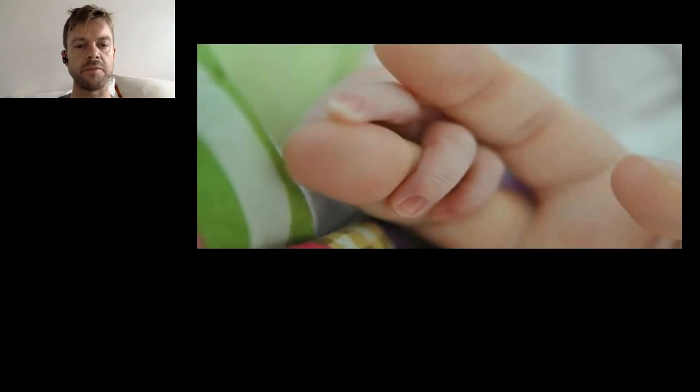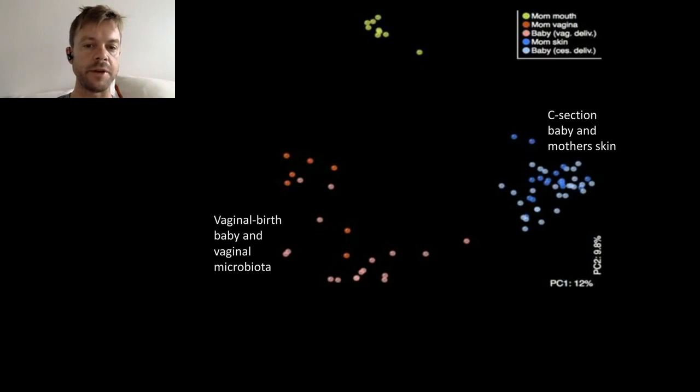We get our microbiome predominantly from our mother in the initial phases. We see this at birth with a rapid inoculation through vaginal delivery of the vaginal microbiome. So here we have, for example, a PCA plot. Each dot is a microbiome sample representing the relative abundance of some 1,000 species. What we're seeing is that samples from the mother's vagina and the babies born by vaginal delivery have a more similar microbiome. Those red and pink dots are closer together.